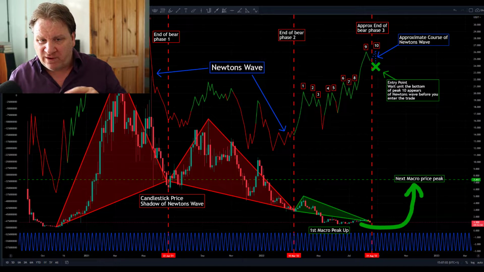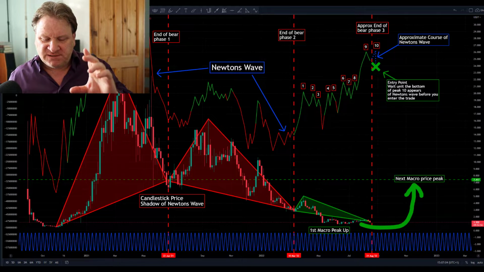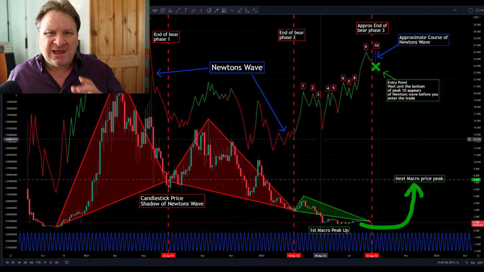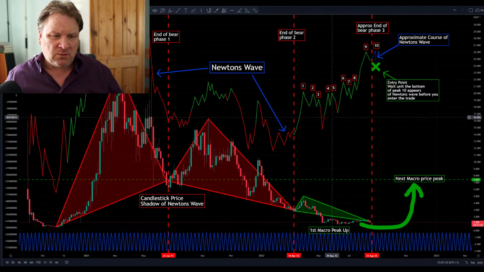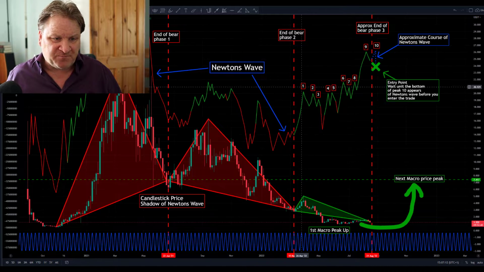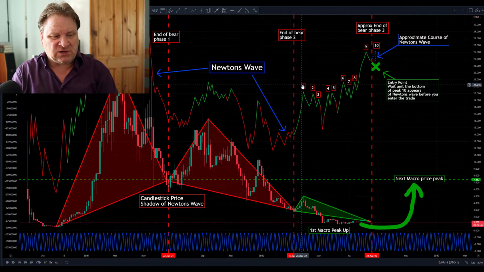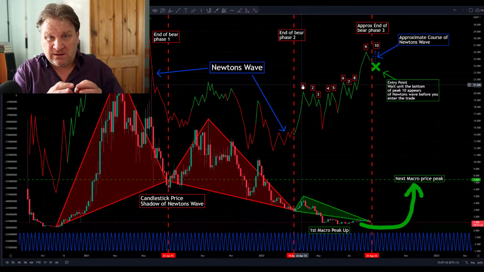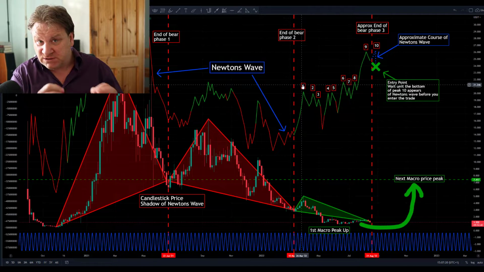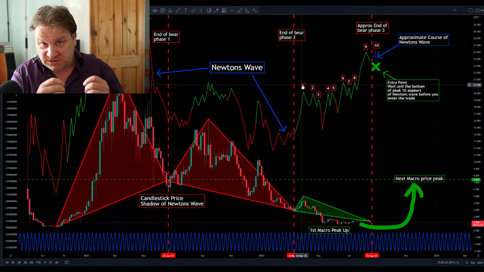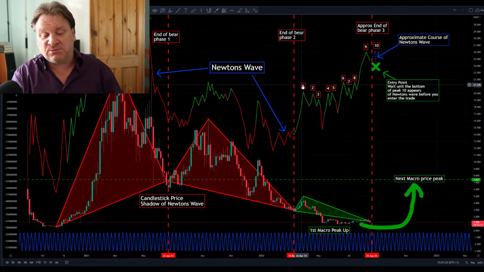I've given you the price rise in percentage gains, but where is your entry point? How do you actually work out when to come in? Well, I use something called Newton's wave. Basically, in a nutshell, the candlestick price pattern is a shadow. Scientists discovered that the source of that shadow and the source of price movement is something called Newton's wave. It's an electromagnetic sine wave.